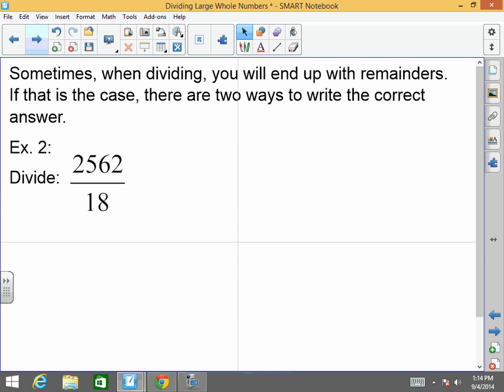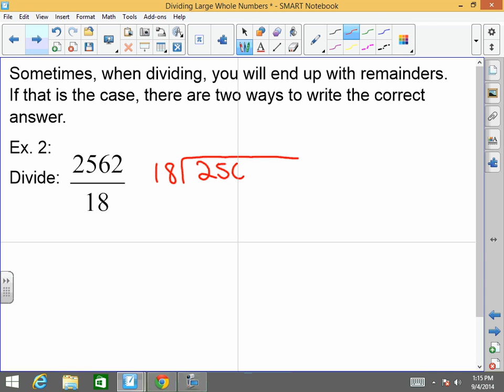Sometimes when dividing, okay, you will end up with remainders. If that is the case, there are two ways to write the correct answer. Let me explain. 2,562 divided by 18. 18 on the outside, 2,562 on the inside.